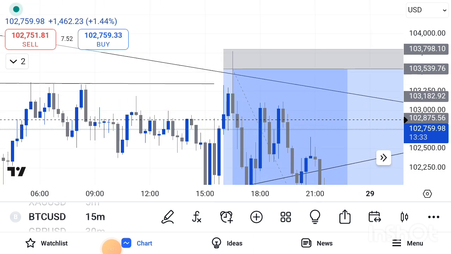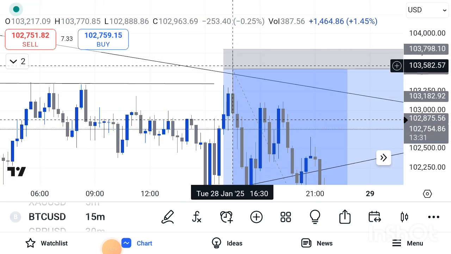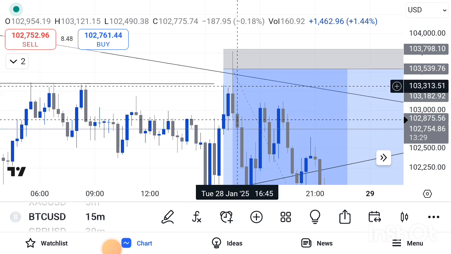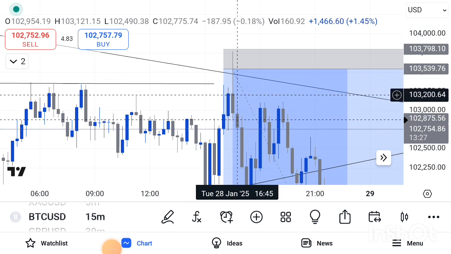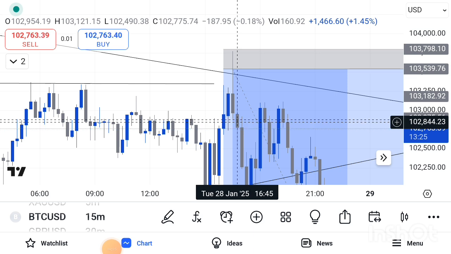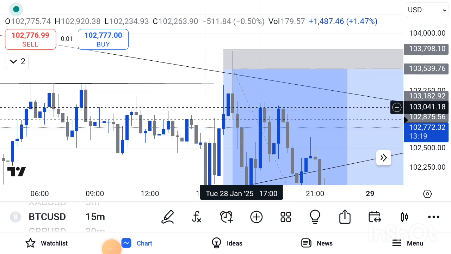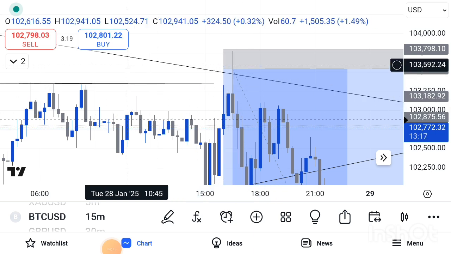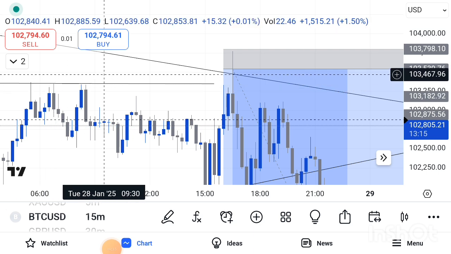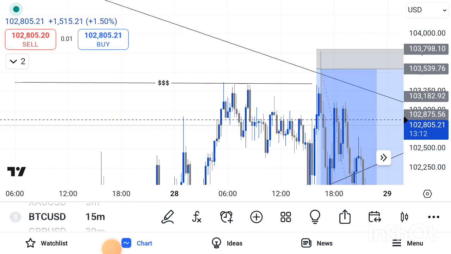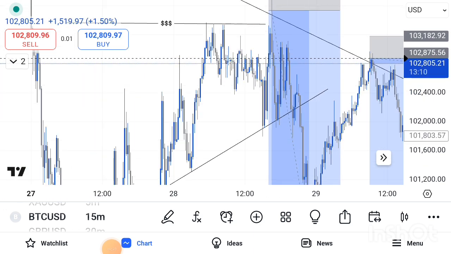Price left a shooting star candle, a massive rejection, with a smaller body. The wick is longer than the body. You understand? So this is a shooting star candle, and if you were fast enough, you would have taken a sell from here. Still a very good trade. Stop loss above these highs that were taken out as liquidity, and you would have actually made profit on this trade. So that's it, guys.